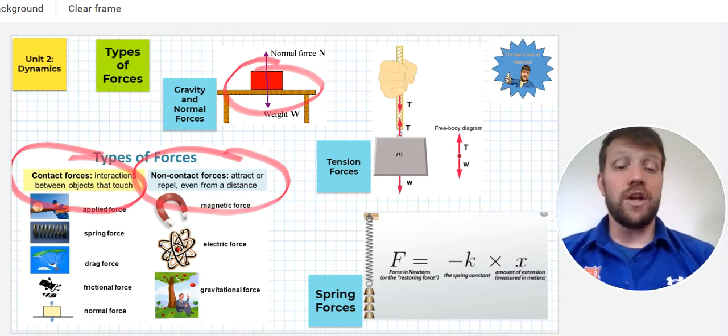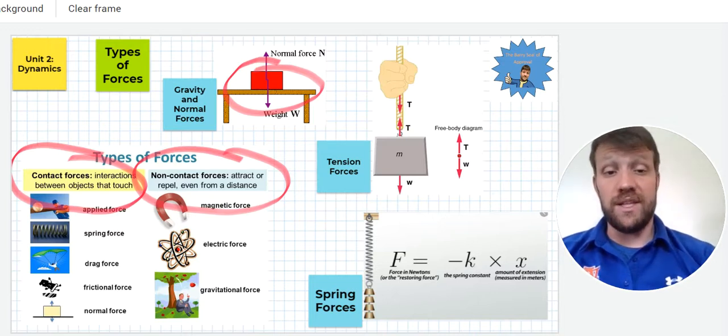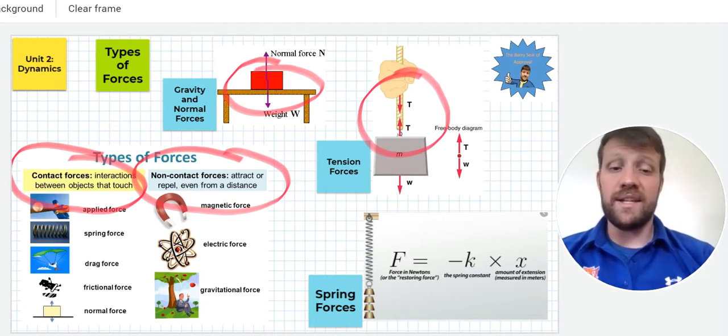The next one I want to look at are tension forces. And tension forces are very interesting because they can only happen towards the center of the object that is in tension. So we see right here this interaction happening. Let's say this hand is holding this object of mass m up.